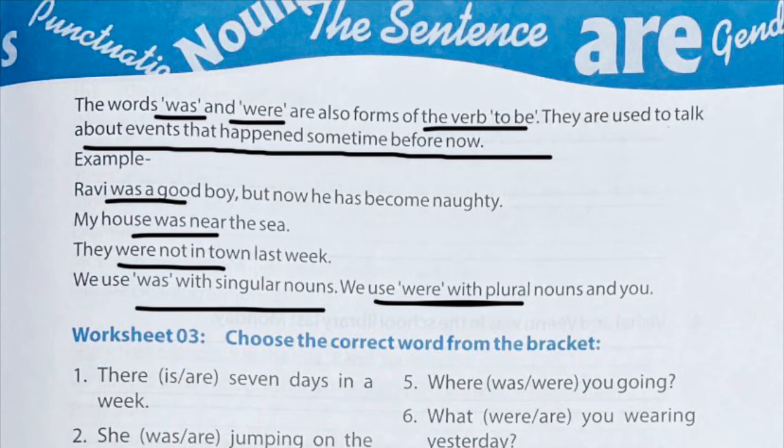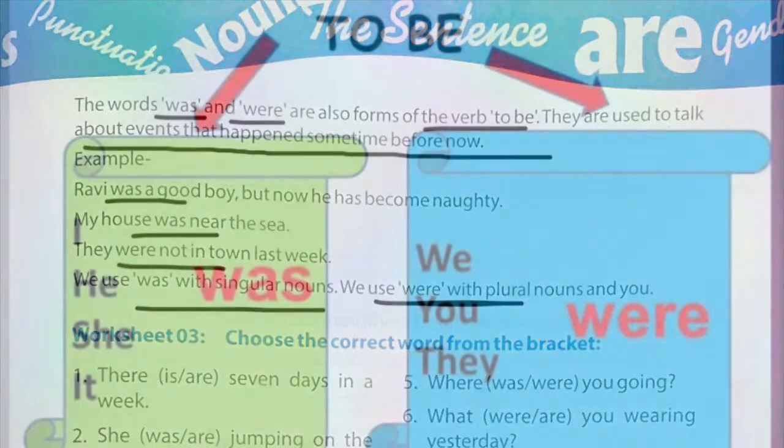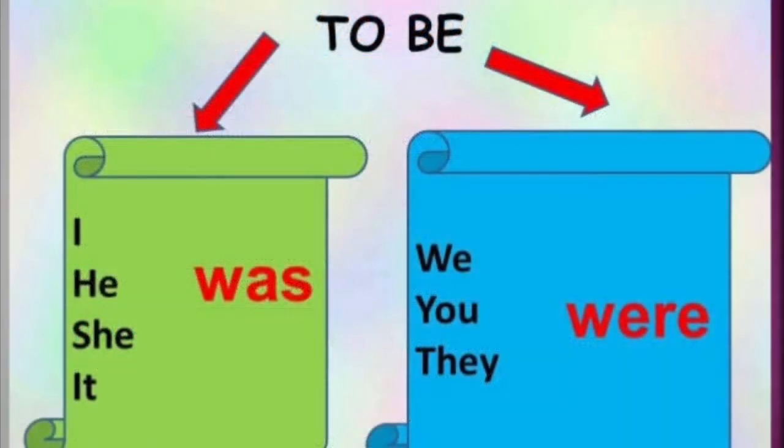Now let's talk about the past. Now I would like to come to the subject: with which subject we can use was and with which subject we can use were. Okay, now I'm coming to that point. We are going to look at the subject, with which subject we can use was and with which subject we can use were.